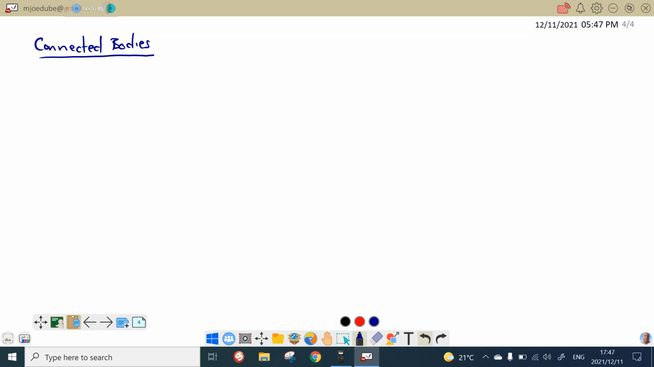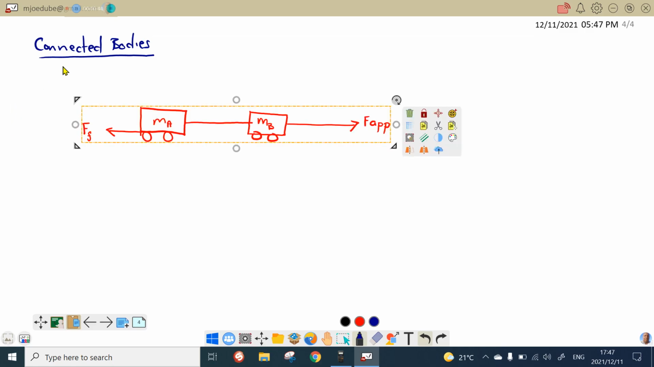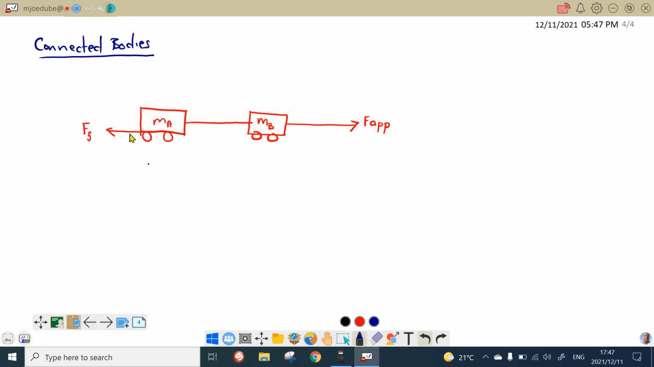So if you've got a situation that looks like this, you've got connected bodies, an object of mass B and then another one of mass A, and then there's a force that is applied to cause the motion of the object. Then there's another force that is resistive, acting in the opposite direction. You need to be able to identify all the forces that can act on the object. So as it is given, we can work out or determine the forces that are available.